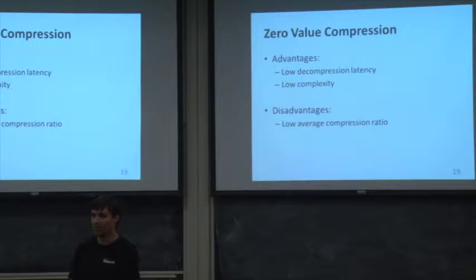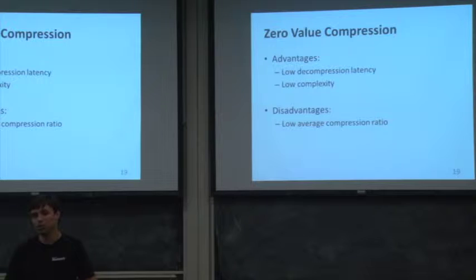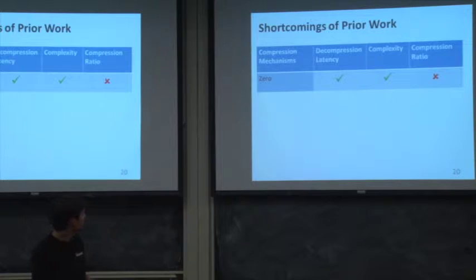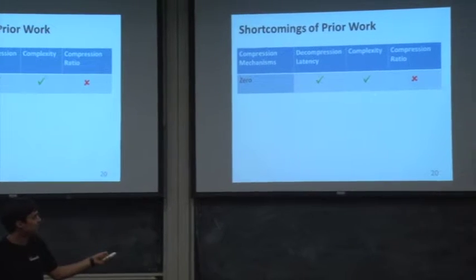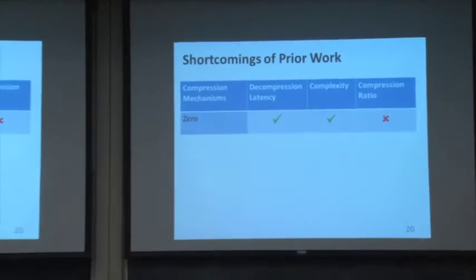There are applications where there are a lot of zeros, but there are applications where zeros are not that common, especially some of the floating point applications. So zeros are not that common there, and there's no compression ratio, no benefit. So you see, we got decompression latency, we got complexity, but there's no good compression ratio.